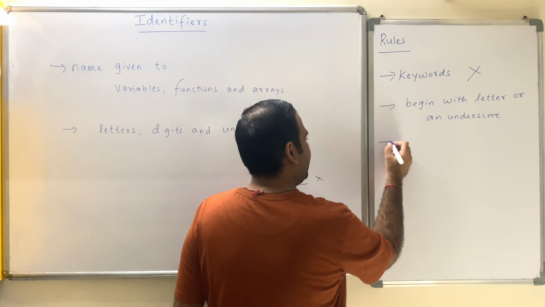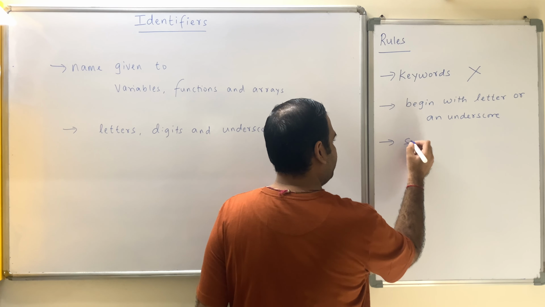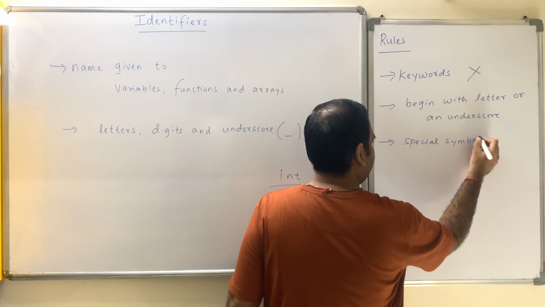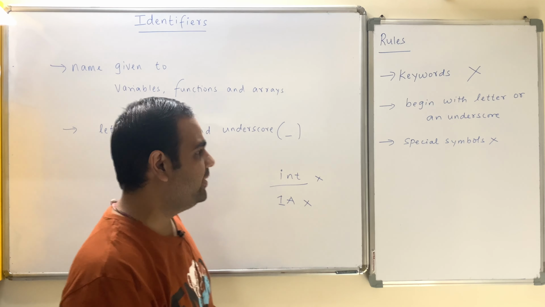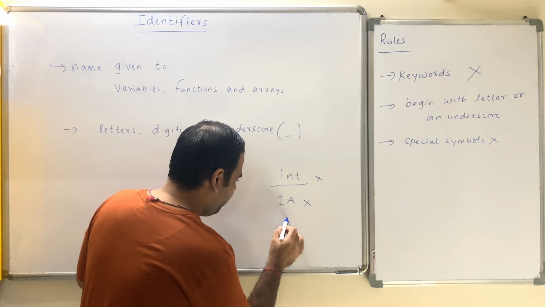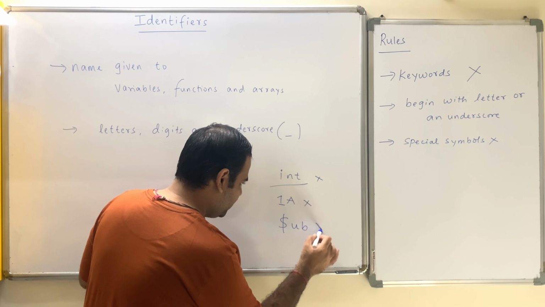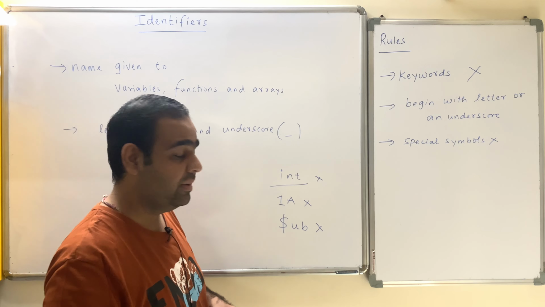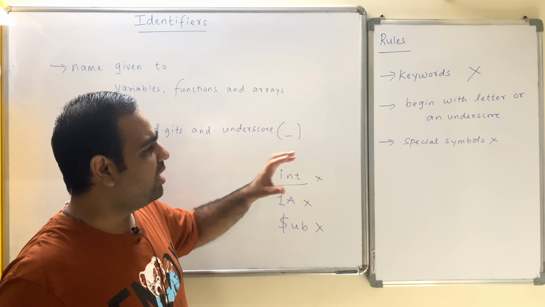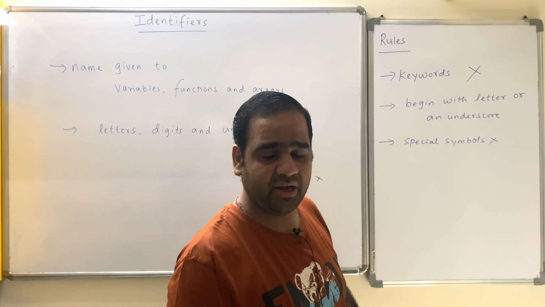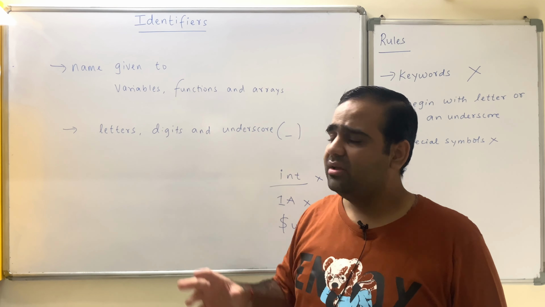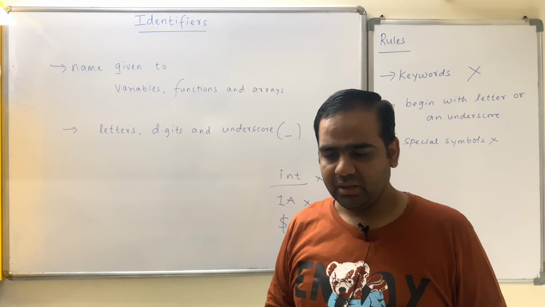The next thing, identifier should not have special symbols. The only special symbol that is allowed is underscore. It should not have any other special symbol. Say for example, I write $UB. It is an invalid identifier name because it contains a special symbol. So these are the rules for framing any identifier name. And what are identifiers? These are the name given to variables, functions and arrays.